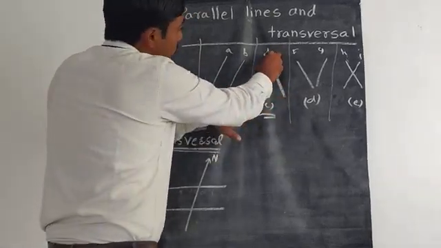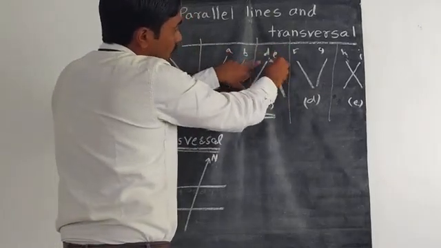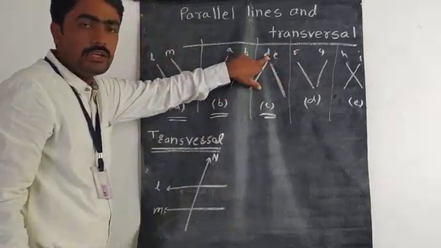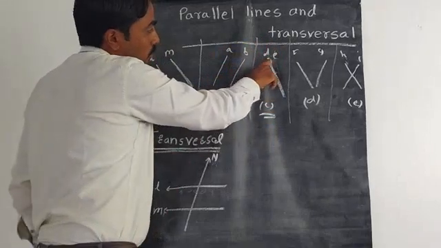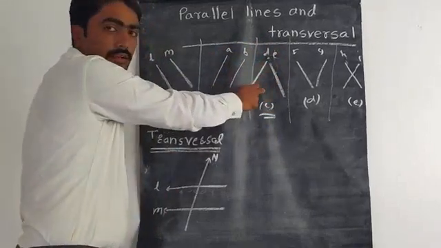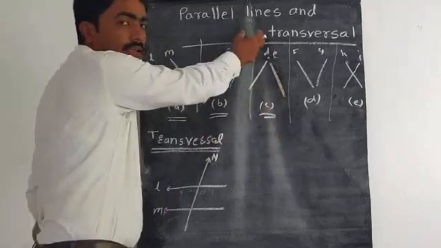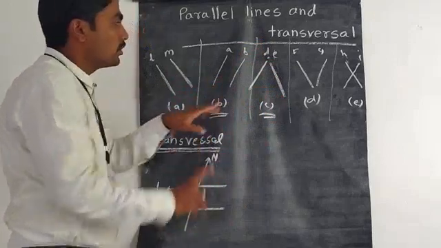But if we extend them upwards, if we extend these lines on the upper side, they will meet somewhere. Their lines will intersect each other. We are not saying that these lines are intersecting each other on the board, but if we extend them, these lines will definitely intersect each other.